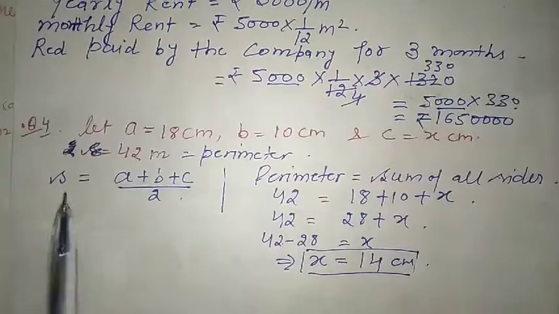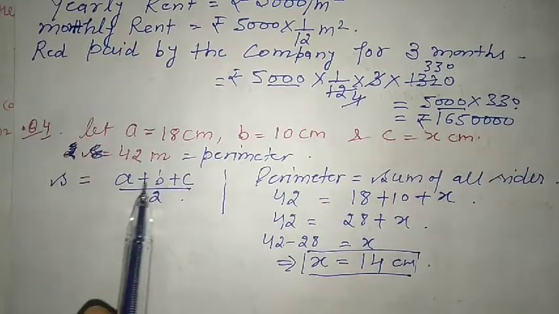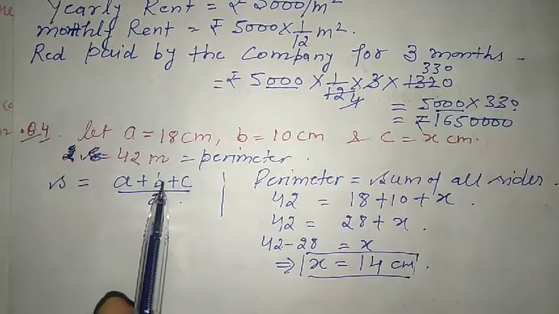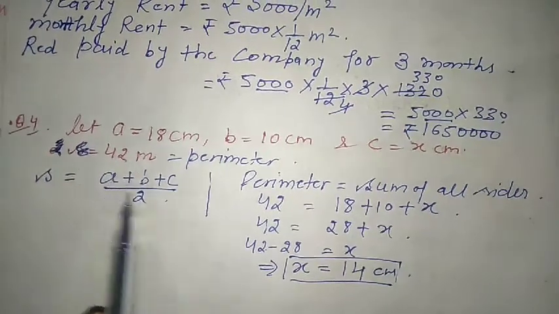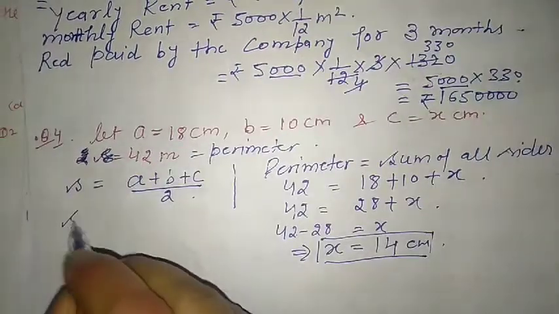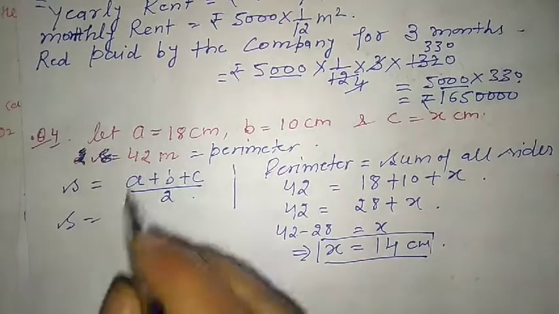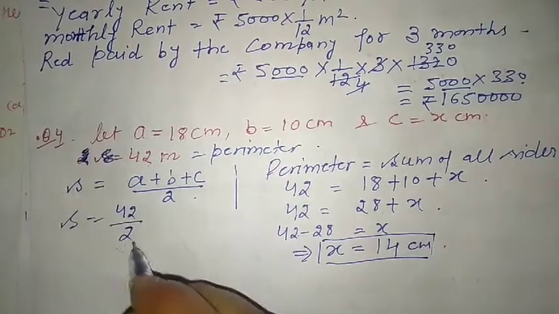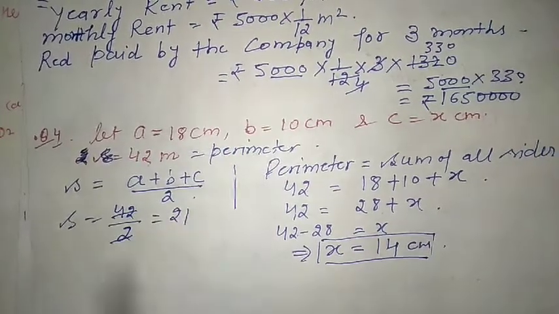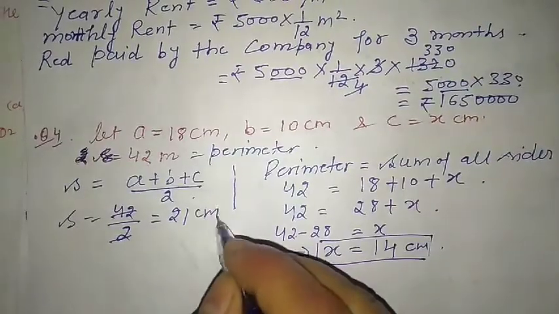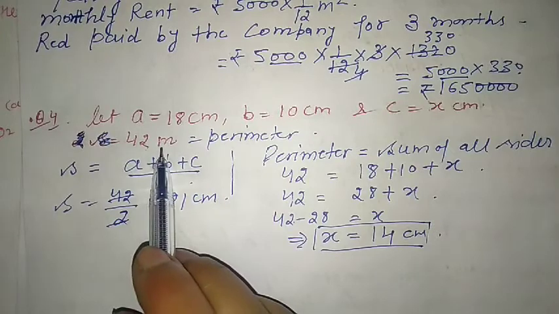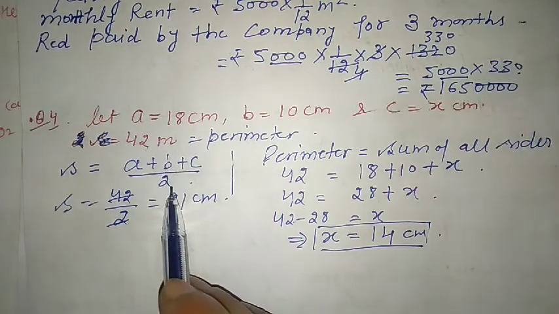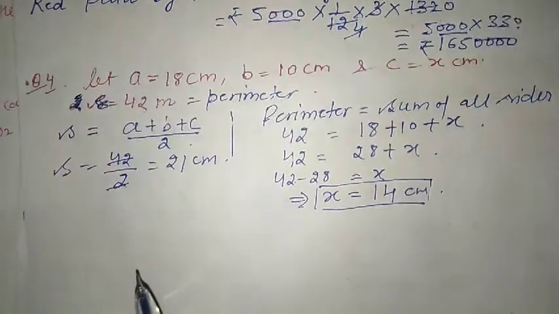Okay. Now S is required. S is what? A plus B plus C by 2. A plus B plus C is the perimeter, the sum of all sides, and what is given there? 42. So we can write here 21 centimeter. This is S. Because the perimeter is given, if we divide the perimeter by 2, we will get the semi-perimeter. Okay.